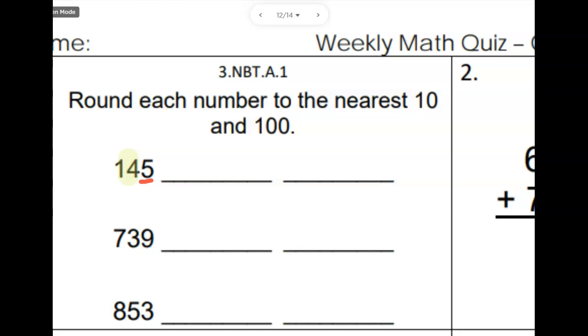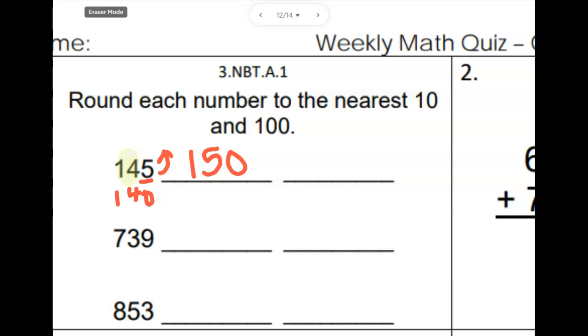I can find the boundaries by counting by tens. So my 4 is in the tens place, so it's either going to stay at 140 or get a shove to 150. 10, 20, 30, 40, 50. Now I can look at the number next door. It's 5 and above, so I'm going to give it a shove to 150. Go ahead and write that out on yours right now.